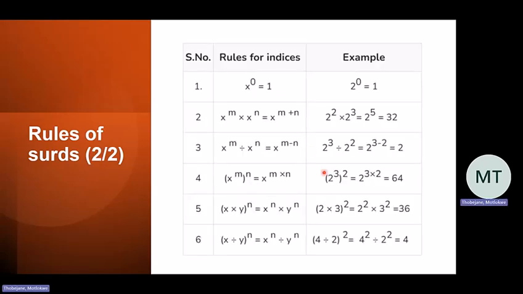Another important one is, you know, any number to the power of 0 is equal to 1. 100 to the power of 0 is 1. 2 to the power of 0, you know.